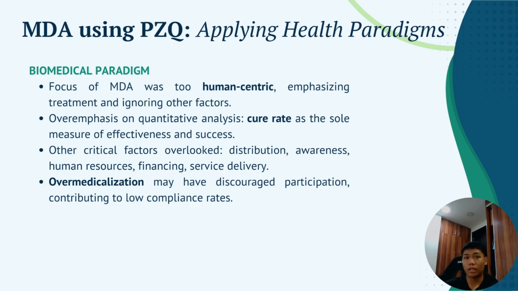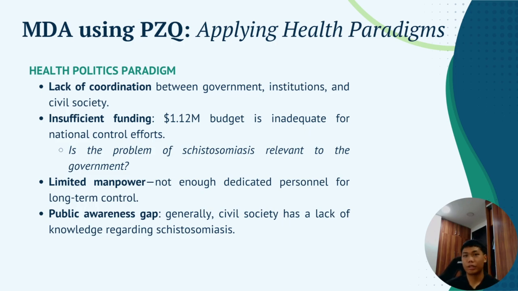And the last point here would be over medicalization. The big question here was, did over medicalization of the problem scare the people? Is this why the compliance rate was so low? Is this why less than 50% of the people who were offered the free mass treatment didn't want to take it? Another way we can look at this is through the health politics paradigm, where the lack of coordination between the governments, institution, and the civil society may have had negative implications for control and transmission.